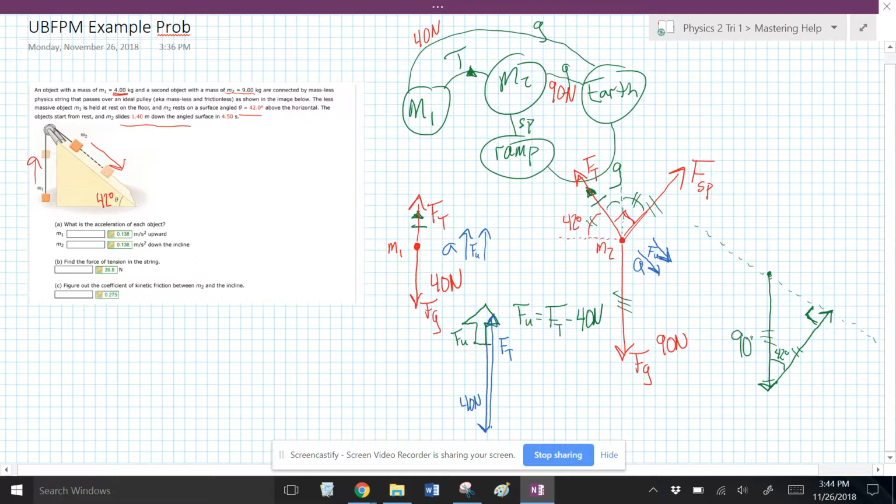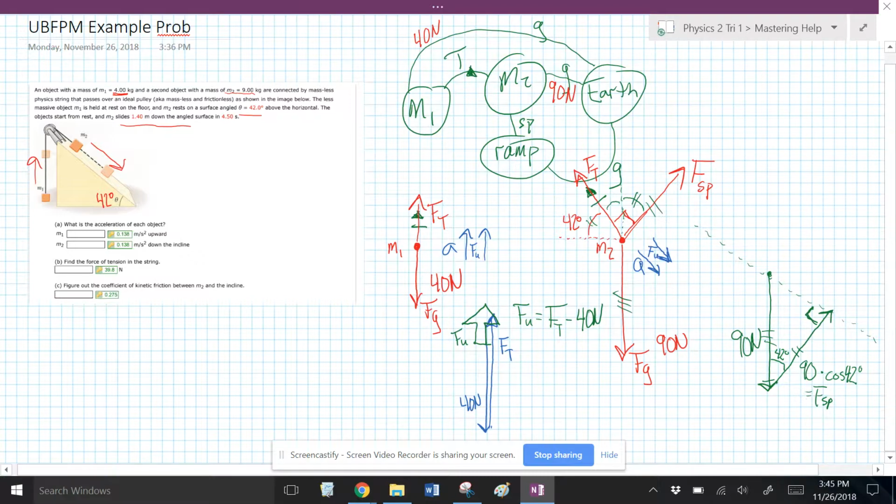This is 90 newtons. So now I can just do a little bit of trig because that's the adjacent side to the 42 degrees. I can take the hypotenuse times the cosine of 42, and that's going to tell me what this side is here. And then I've also got this tension force.